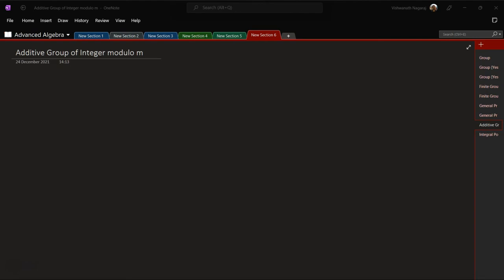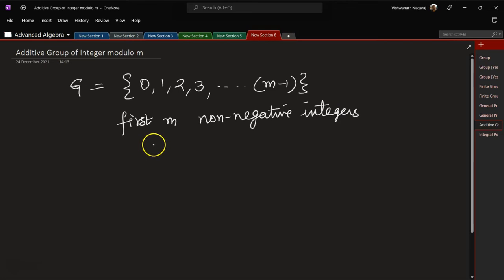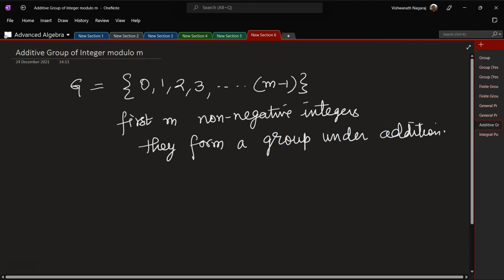Let's look at the additive group of integers modulo m. The modular system we have already looked at in one of the previous sessions in this series. So let's proceed. Let's say we have a set 0, 1, 2, 3 and so on up to m minus 1. Basically, these are the first m non-negative integers and they form a group under addition, that is modulo addition.